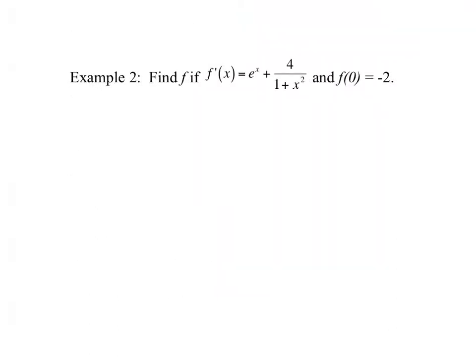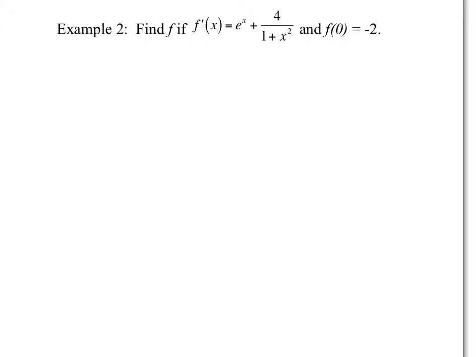Table of antiderivatives. It might be helpful to keep out that table of antiderivatives that you found in the notes, because some of these are going to be way easier to do if you know that. I am telling you this is f prime, so we need to find f. In other words, we need to find the antiderivative. We know the antiderivative of e to the x is just e to the x. That one's easy. But the antiderivative of 4 over 1 plus x squared looks a little more complicated. I would maybe pause the video right now and look at the table of antiderivatives and see if you see something that resembles that.